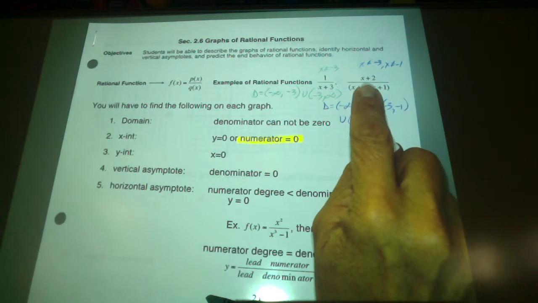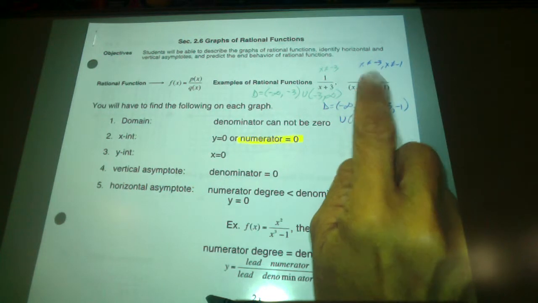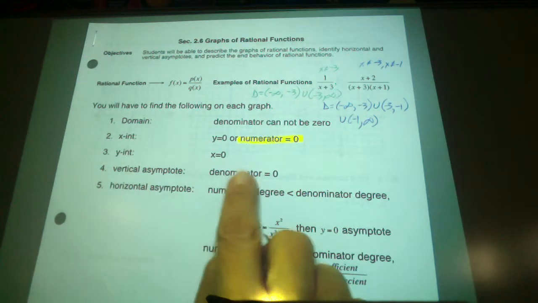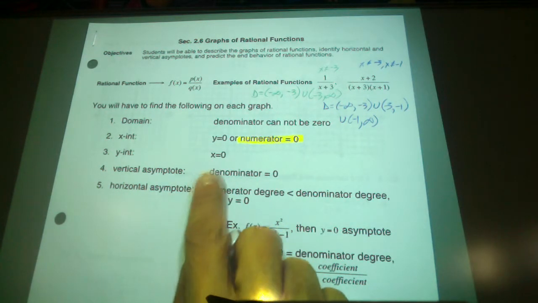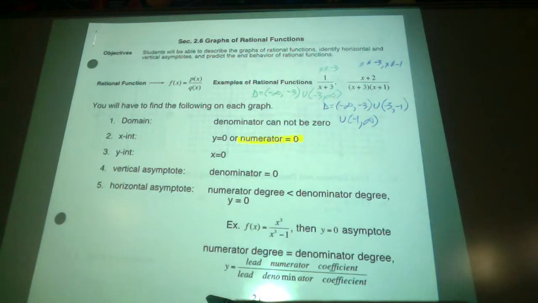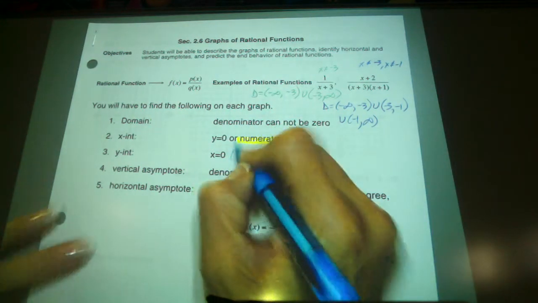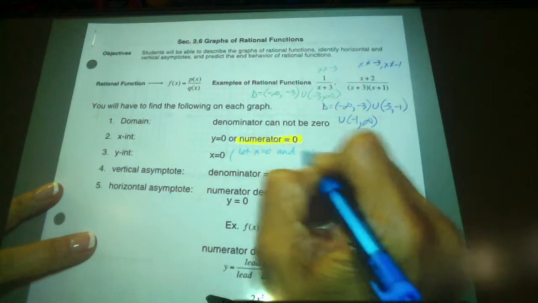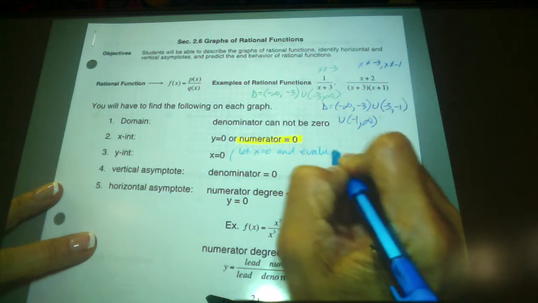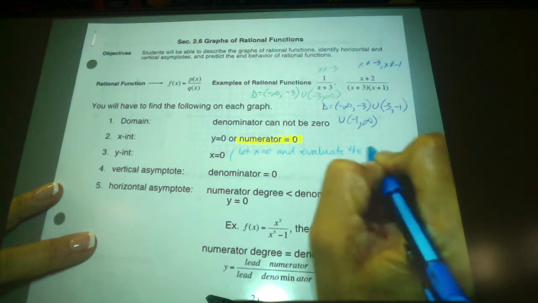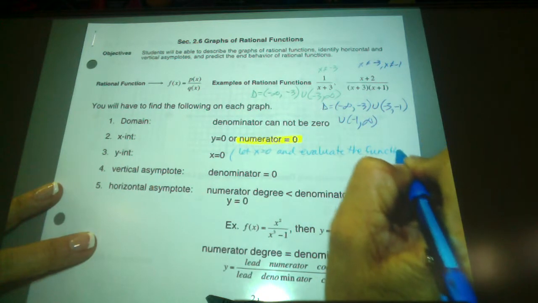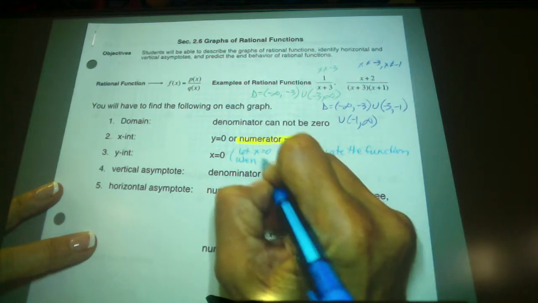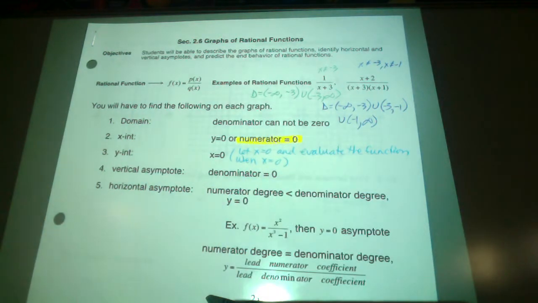So x is equal to -2. Or it's going to cross the x-axis at -2. Your y-intercepts, you're going to let x equal 0 and you're going to evaluate the function when x is 0. So you are going to let x equal 0 and evaluate the function when x equals 0. So you're going to find a y value when x is 0.